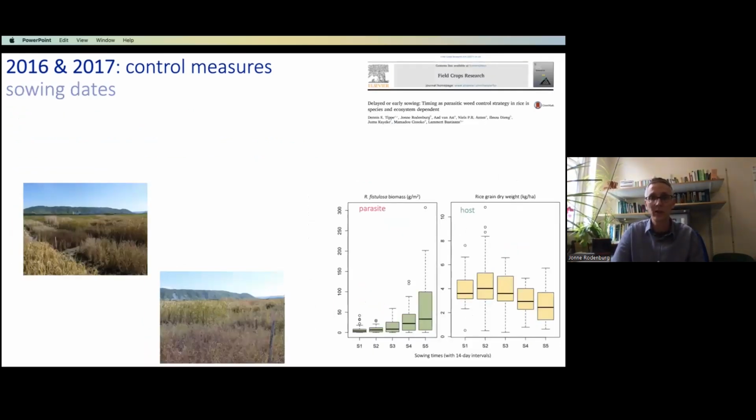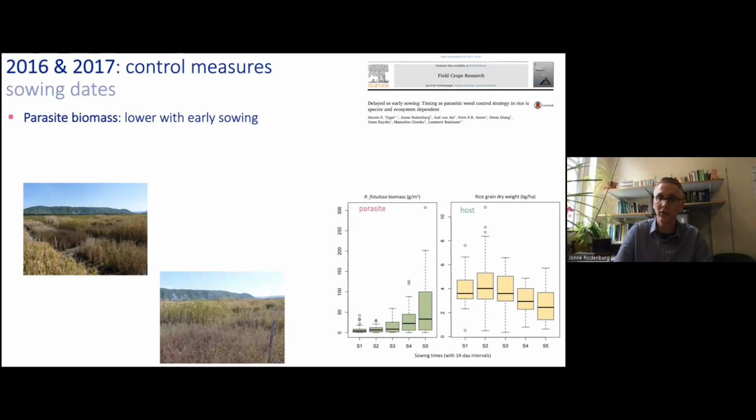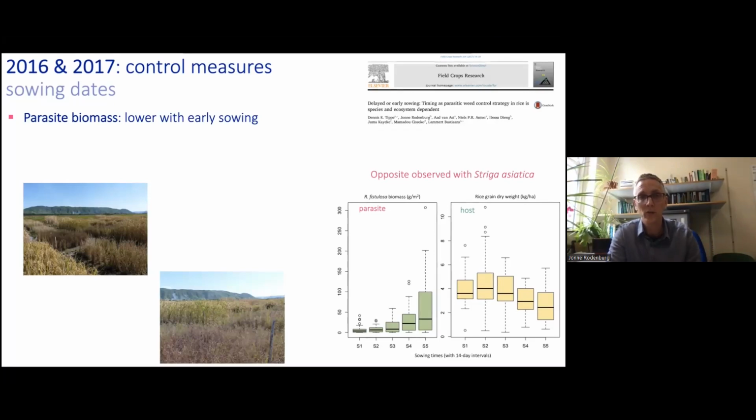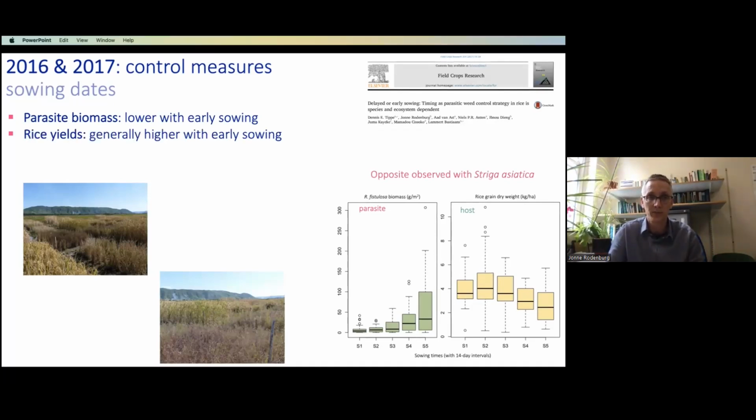Then we also looked at sowing dates. Does it matter at what time you are sowing the crop? And we found out that it does indeed. With lower biomass observed with earlier sowing, you see that on the left-hand side of the graph, the green boxes. And this is the opposite of what we observe with Striga asiatica, interestingly enough. There we see that early sowing is actually better than late sowing. And we also see that the rice yields are generally higher with early sowing.